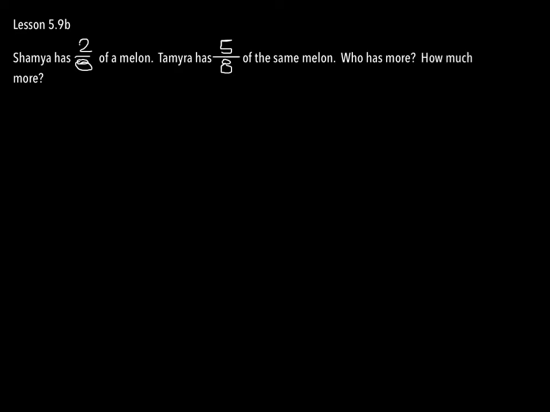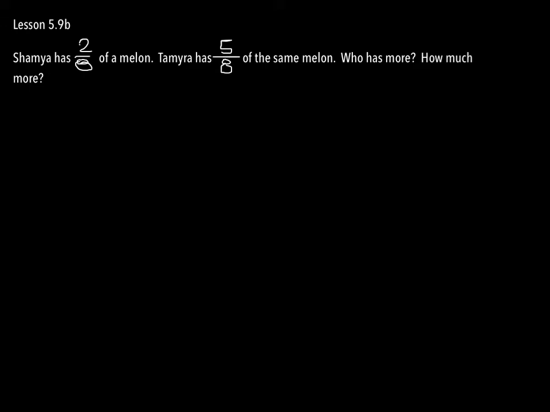What I want you to do is get the pertinent numbers. Pertinent meaning the important numbers. So give me a second while I type up the story problem. Our first problem is Shemaiah has 2 eighths of a melon. Tamira has 5 eighths of a melon. Who has more and how much more?